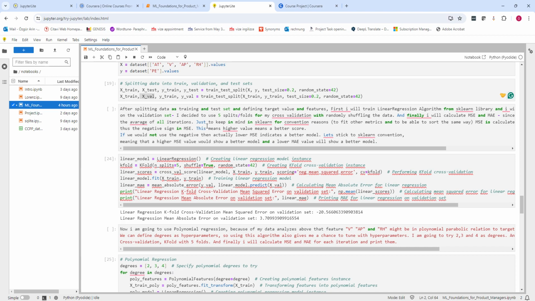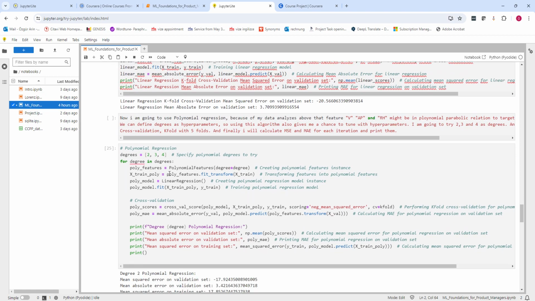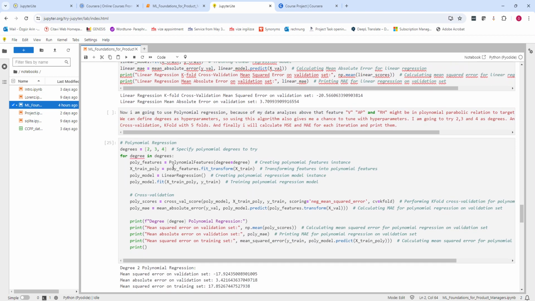And the first model is the linear regression. In linear regression, I'm creating a model instance. After, I'm creating a k-fold instance with the splits of 5. And then I'm shuffling the data also. And then after this, I train the data, and then I also calculate the mean absolute error and also the mean squared error.